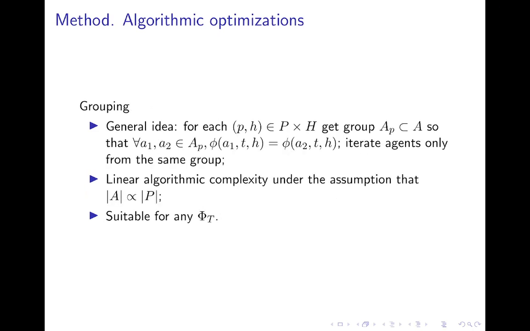Second way to optimize the simulation algorithm is to use the procedure we call grouping. Essentially, grouping is tracking which agents are located at each place and time-step combination. After that, we can iterate pairs of agents only inside the same group. This algorithm has linear complexity under the assumption that the number of agents is proportional to the number of places. This assumption arises from the idea that by increasing the model size, the number of agents in each contact group stays approximately constant. One major benefit of this approach is that it is suitable for any infection transmission function.